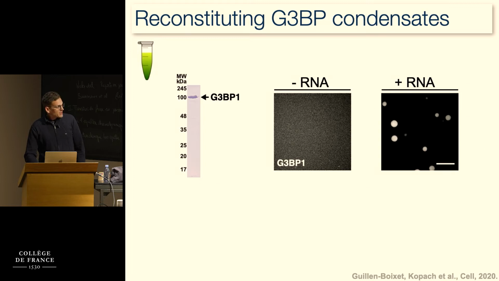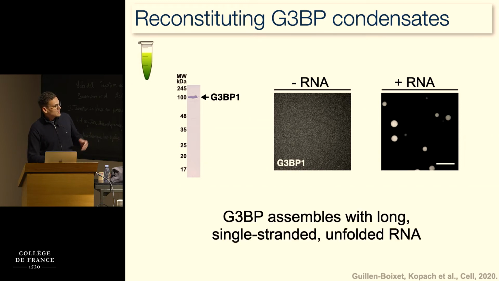Then, of course, we wanted to know, is there any preference for RNA? Because there are different types of RNA: double-stranded RNA, single-stranded RNA, structured RNA, unstructured RNA. So we tested a whole bunch of RNAs. And what we found is that this protein likes to bind to single-stranded, unfolded, and long RNA. This makes a lot of sense, because I told you about forming this network. You have to form a network in order to form these condensates. And a long RNA has many more binding sites than a short RNA, right? So this makes sense.